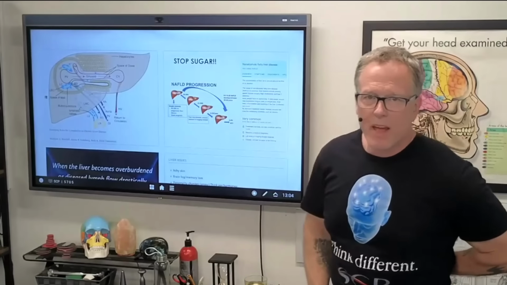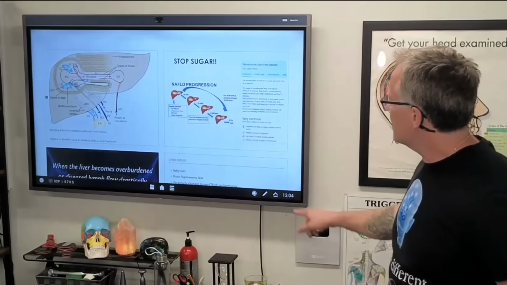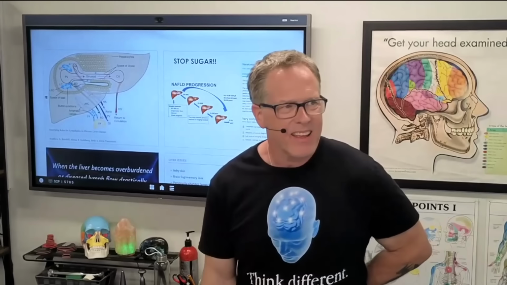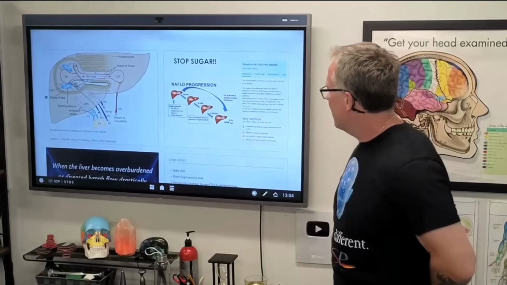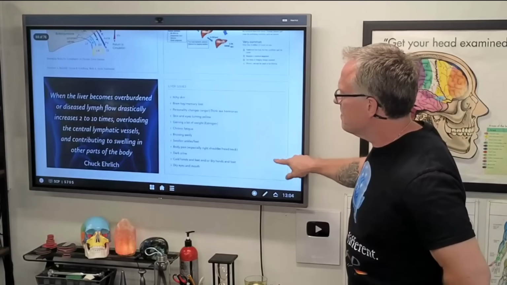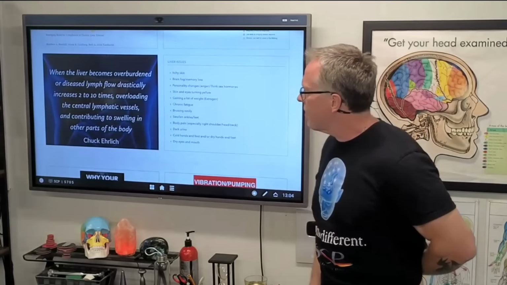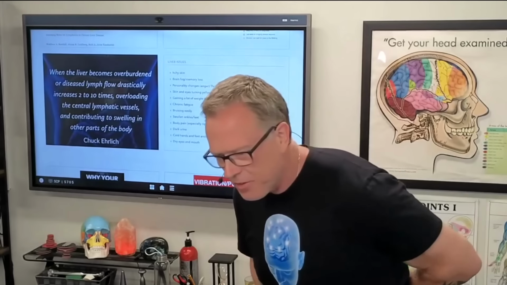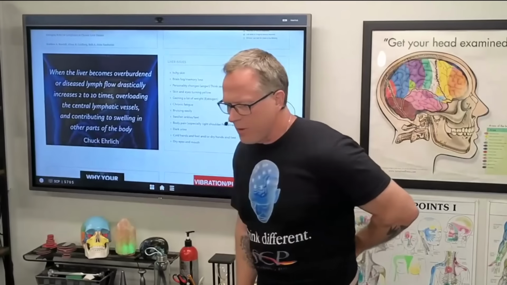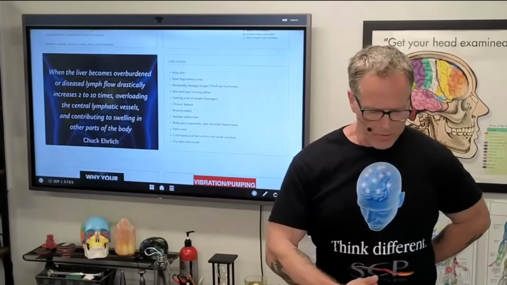And non-alcoholic fatty liver disease. Look what it says here, which is a damn disgrace, very common. What? Biggest culprit of that is sugar. When the liver becomes overburdened or diseased, lymph flow drastically increases 2 to 10 times, overloading the central lymphatic vessels. What's the central lymphatic vessels? Point to your sternum and point to your belly.